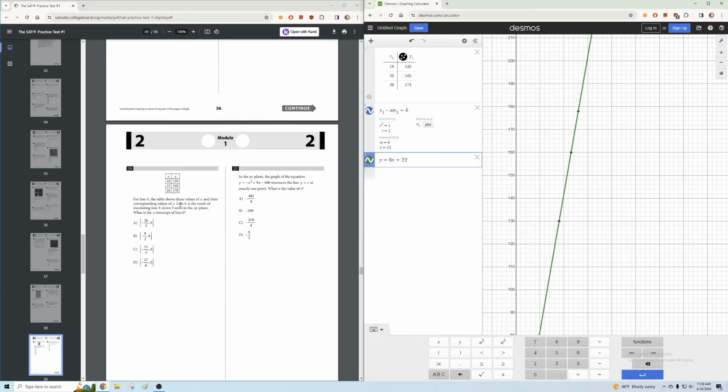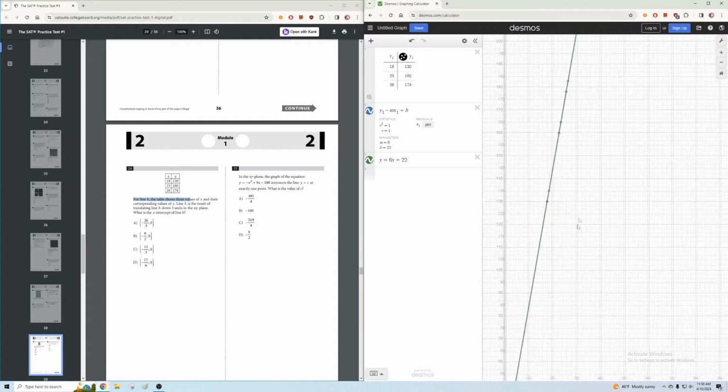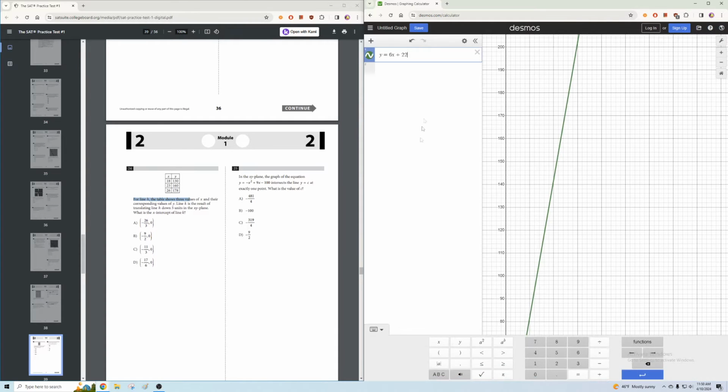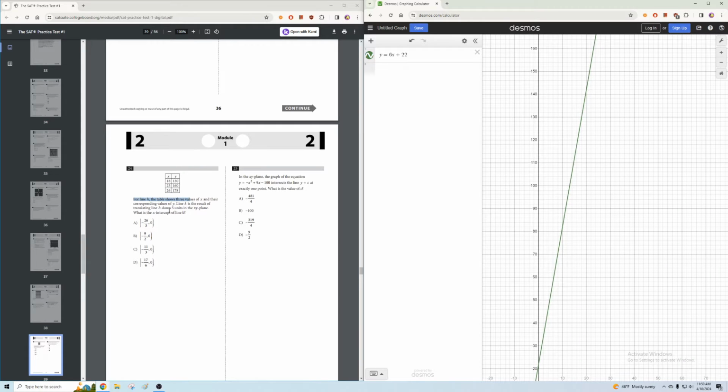And what is it saying here? Line K is the result of translating H. So this is H, because for line H, the table shows 3 values. You can see it's got an R value of 1, and it crosses through them perfectly. So this 6x, I can actually get rid of all this, I don't need it anymore. This 6x plus 22 is the line for this table.